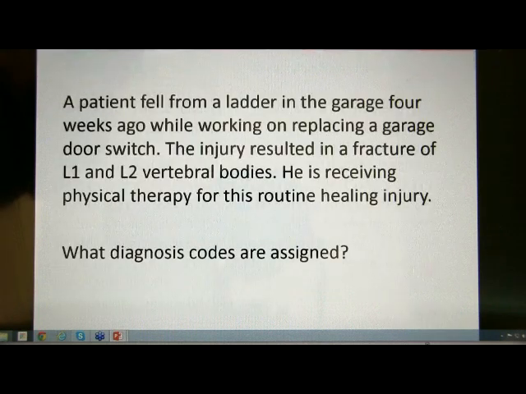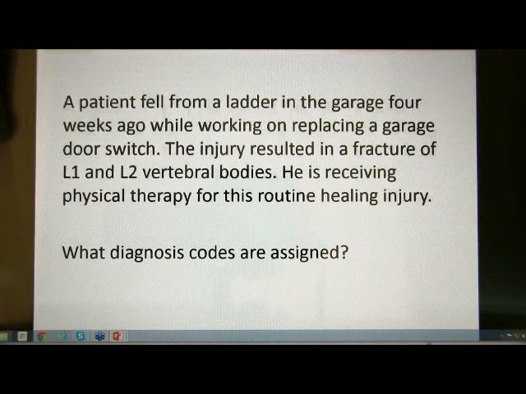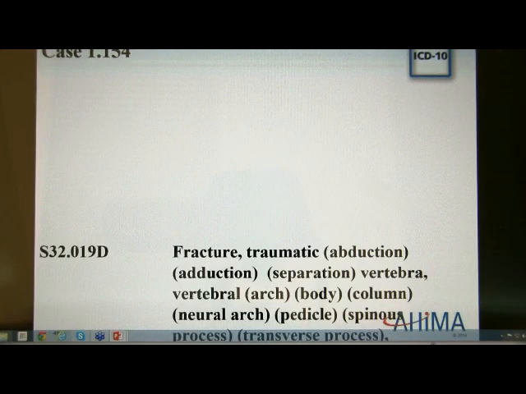Looking at our next example, a patient fell from a ladder in the garage 4 weeks ago while working on replacing a garage door switch. Injury resulted in fractures of L1 and L2 vertebral bodies, and is receiving physical therapy for this routine healing injury. So, during our PT encounters, we will be billing code S32.019D. This is the fracture of the L1. And then there's our code for L2. The reason you'll see that 7th character is a D is because this is a subsequent encounter for routine healing.